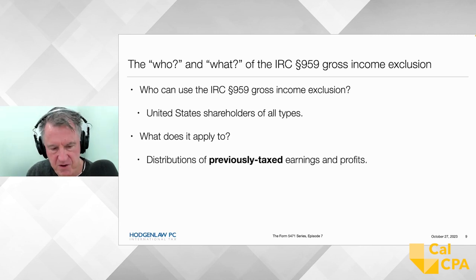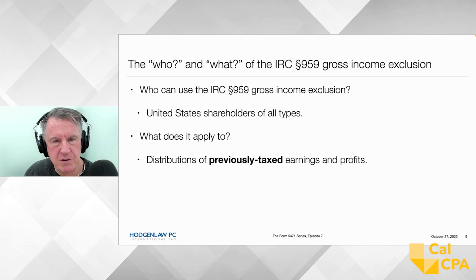A quick aside, there are a lot of things that puzzled me for a long time, but this one I finally figured out. Let's say that the CFC has $10,000 of E&P, current E&P this year, and it makes a $10,000 distribution, cash upstream to the US shareholder. So cash in and out. How do you know if that distribution came from untaxed earnings and profits or previously taxed?